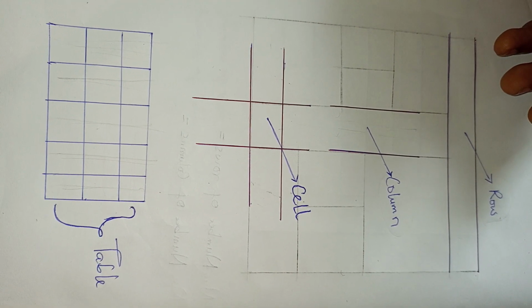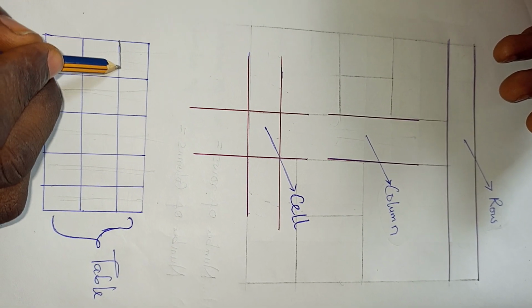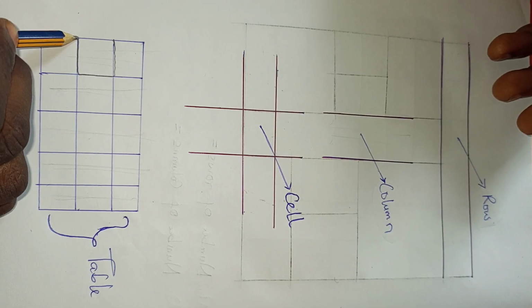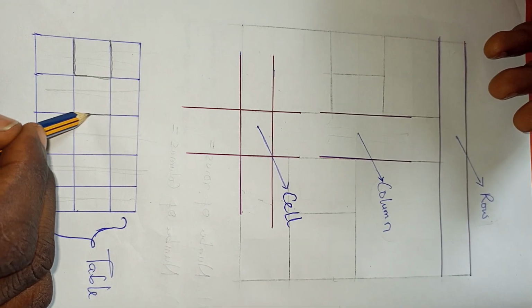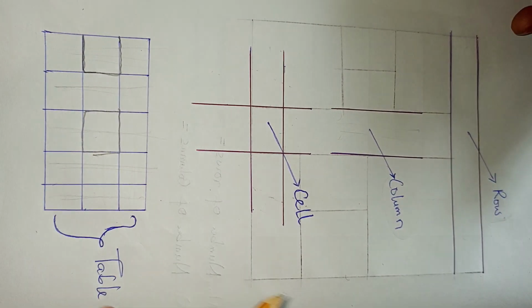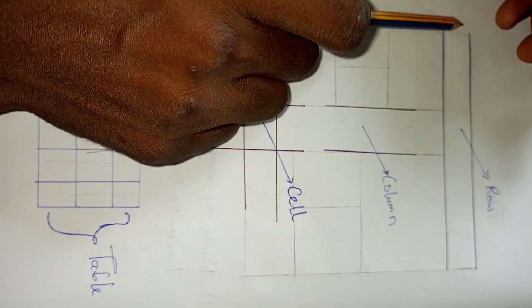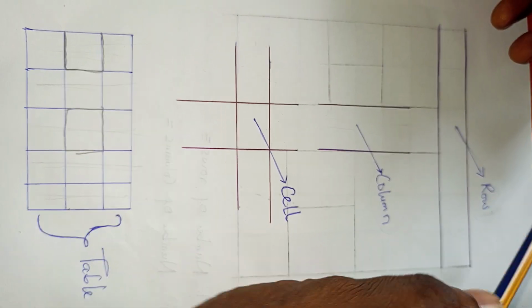Now, when the columns and the rows meet, they form these little boxes called cells, the little boxes that you see here. Now, if you look up here, this is a horizontal space running, and in a table, this is called a row.